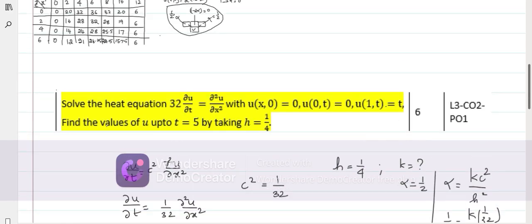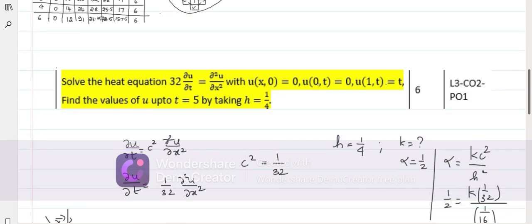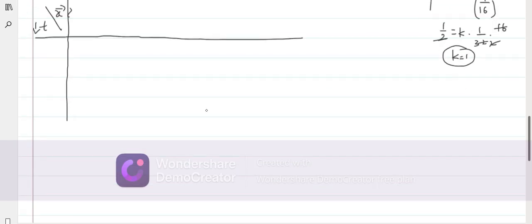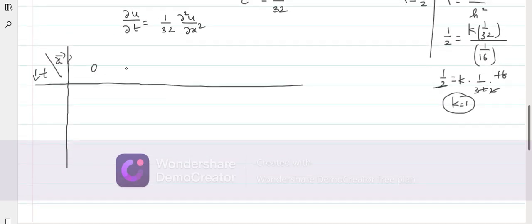X values: look at the boundary condition. It is 0 to 1. And what is the h value? 1/4. So what are the values of x here? 0, 1/4, 2/4 that is 1/2, 3/4, 4/4 that is 1, up to 1.